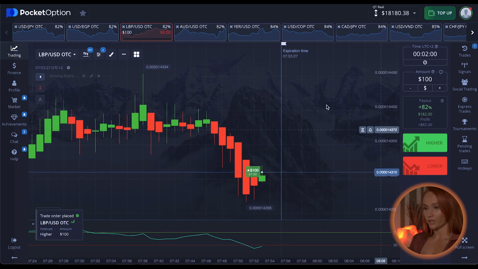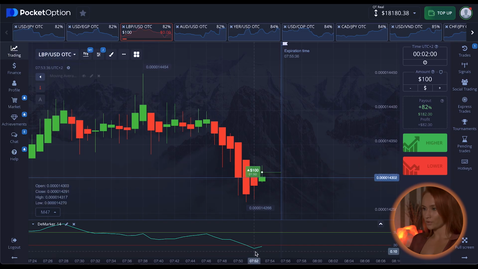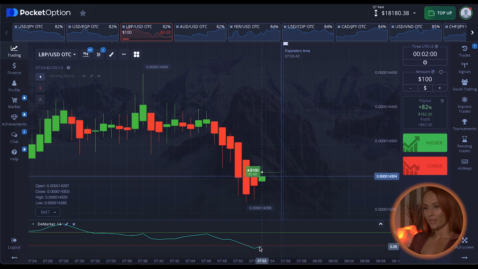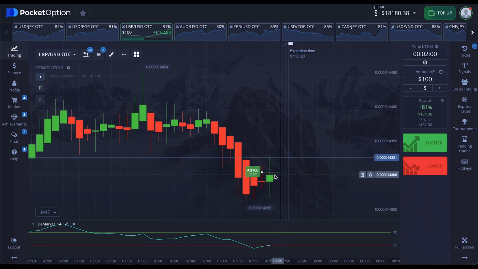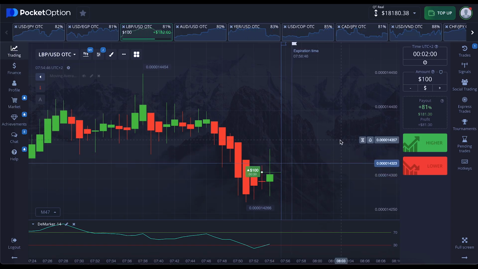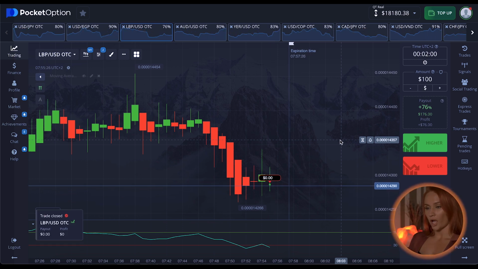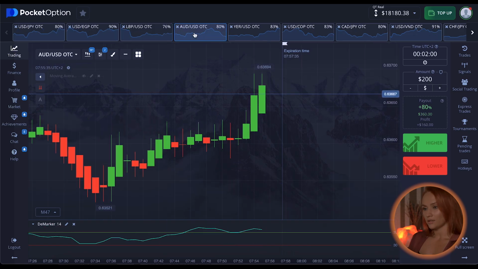So the currency pair is the Lebanese pound US dollar. We see that the indicator is leaving the oversold zone, and we see a clear uptrend. Therefore, we open a deal to buy. So our first deal ends up in a loss, so we'll just need to cover that loss with the next deal. Let's see.